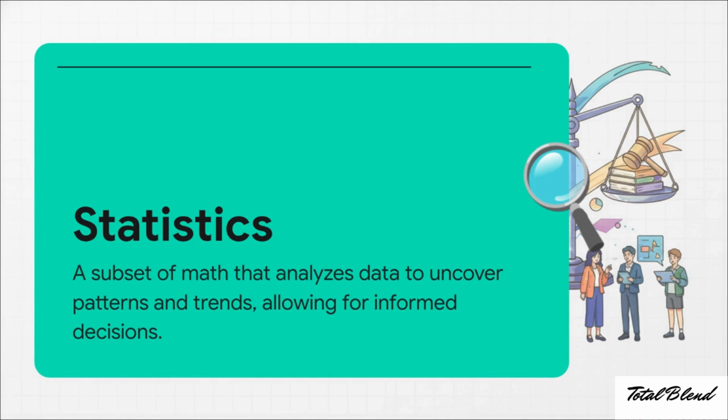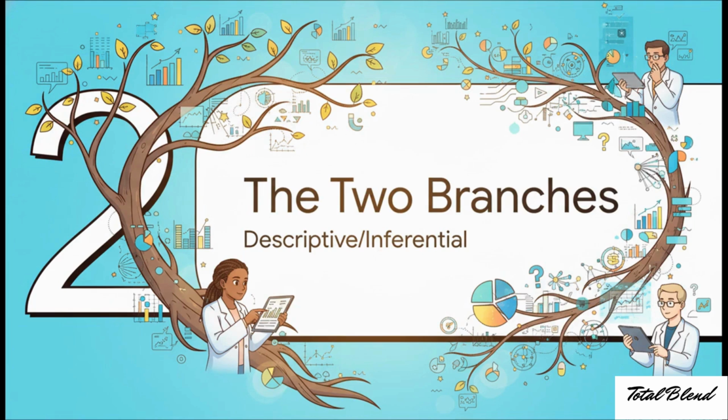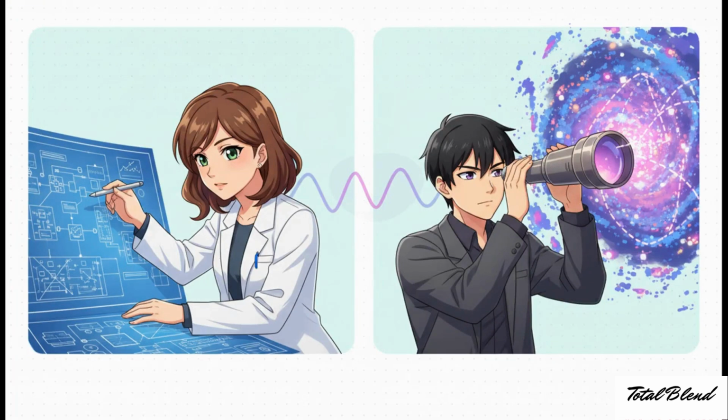Okay, so you can pretty much split the entire field of statistics right down the middle. There are two main paths, and each one is designed to answer a totally different kind of question. Basically, it comes down to this. Are we just describing what we can see right in front of us, or are we trying to predict something we can't see? And this is that fork in the road, right here.